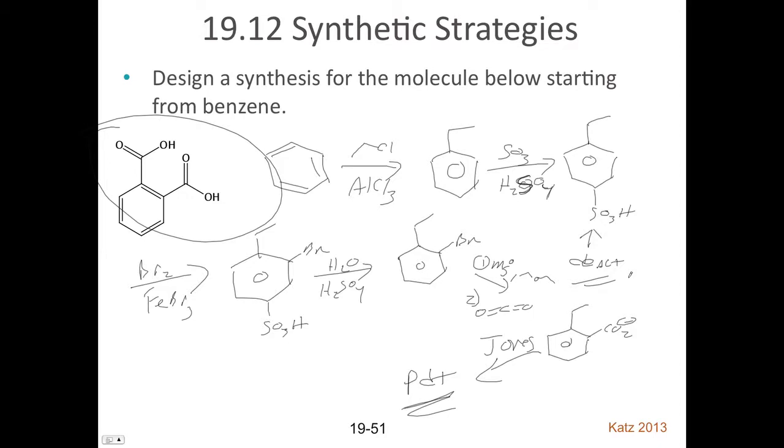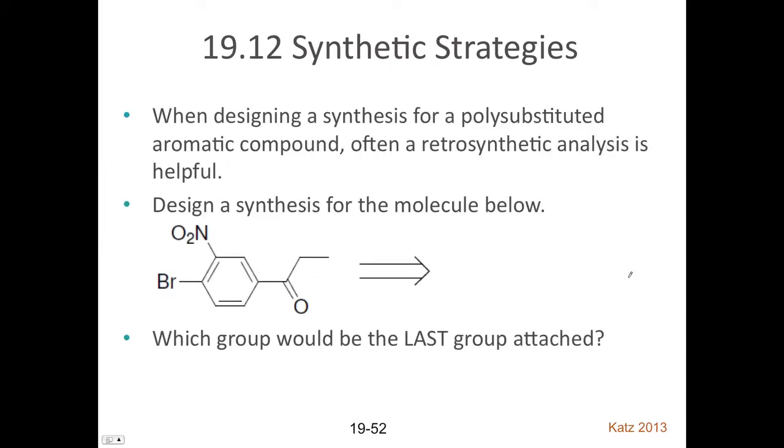All right. So there's that. When designing a synthesis for a polysubstituted aromatic compound, you use retrosynthetic analysis. We talked about this before, for everything. All right, so design a synthesis for this molecule below here. If you look at this nitro group versus bromo versus this guy over here, a nitro group is so strong. It really does dictate lots of things that you can and can't do. It will only direct meta. It will deactivate the ring such that you cannot use Friedel-Crafts. So think about not putting the nitro group on until the very end if you can deal with it. All right. So just think about that.